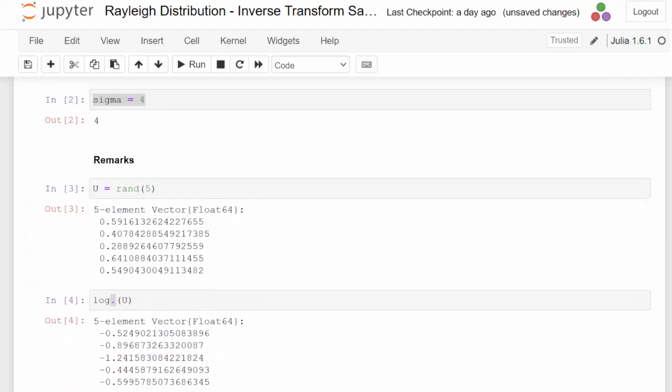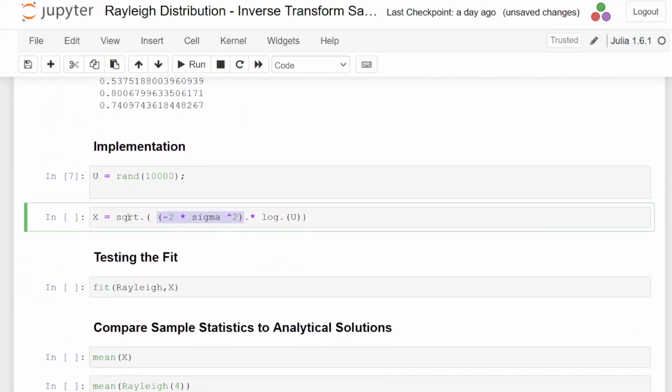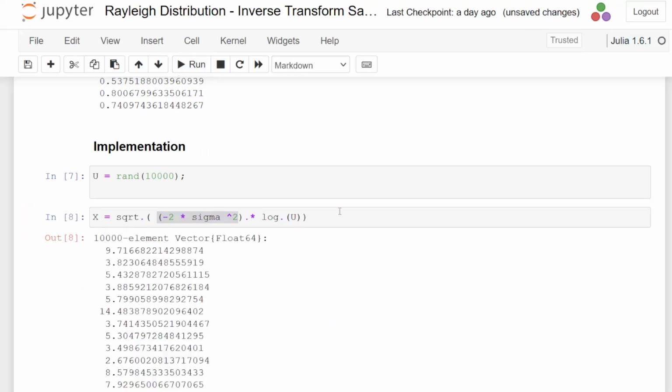Just go back up here. So x equals the square root of minus 2 sigma squared times log of u. So there we go. Square root of minus 2 times sigma squared times log of u. That's it. Straightforward enough. Just remember the dots for the multiplication and the log and the square root. You don't need it there because that's the scalar. There we go. Let's run that. And I'll print it out. There we go.